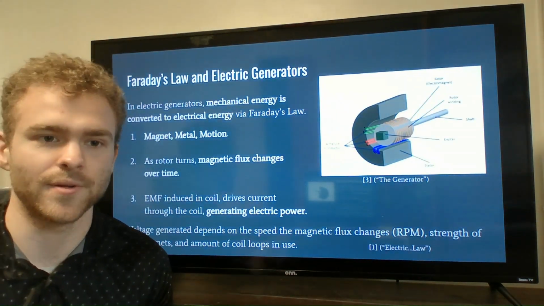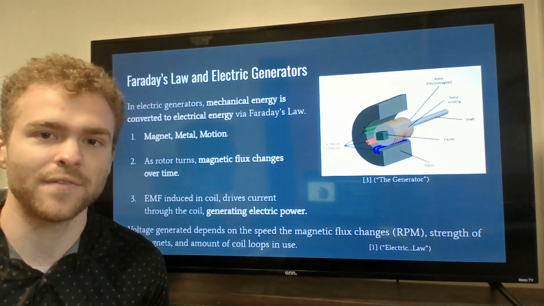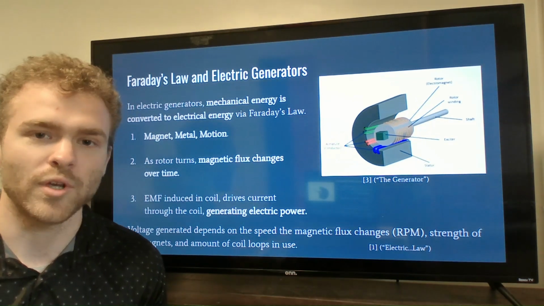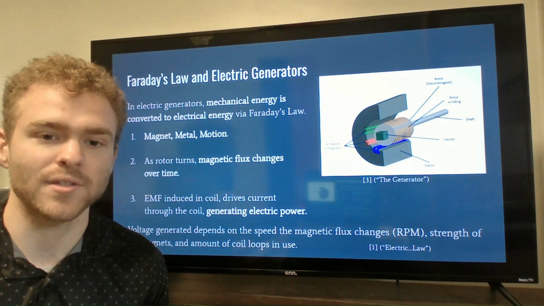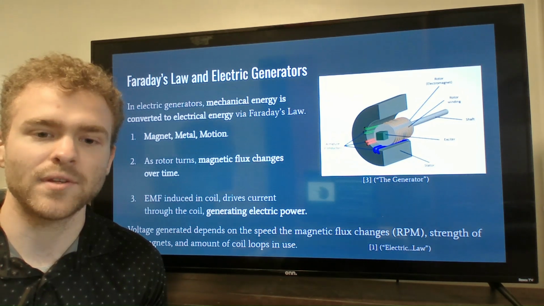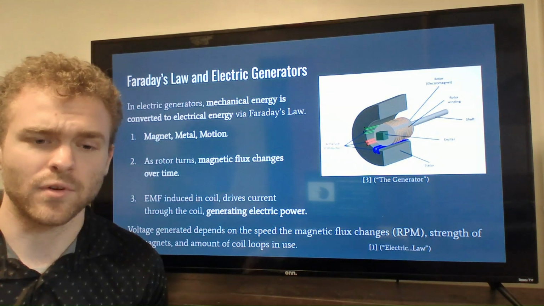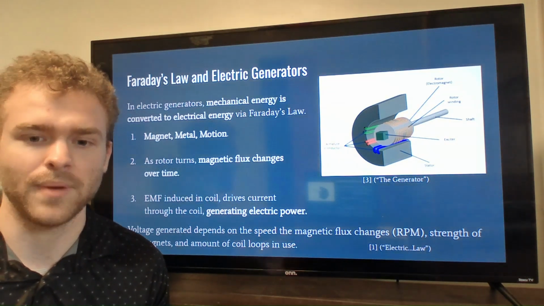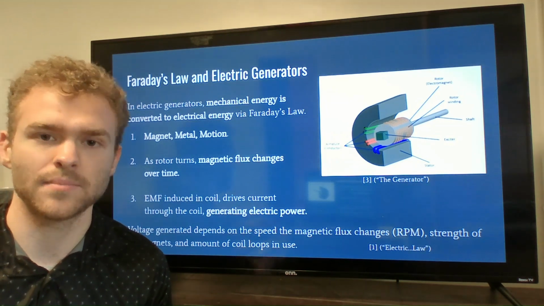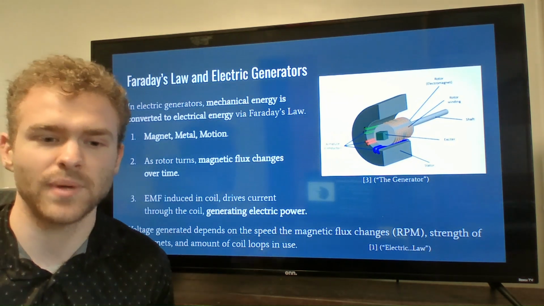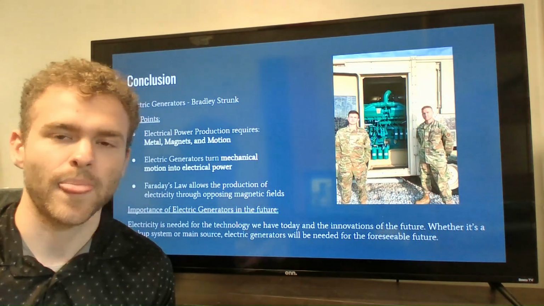Now we're putting this all together. In electric generators, mechanical energy is converted to electrical energy via Faraday's law, which we just talked about. What you need is magnets, metal, and motion. As the rotor turns, magnetic flux changes over time. The EMF induced in the coil drives current through the coil, creating electrical power. Now, the voltage generated and ultimately the power depends on many things, such as the magnetic flux changes or the RPM, such as how fast the rotor is spinning, the strength of the magnets, and the amount of loops in the coil of wire.